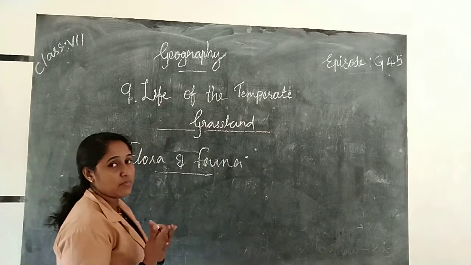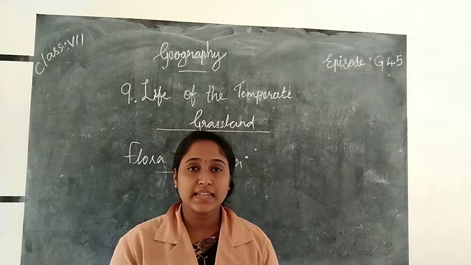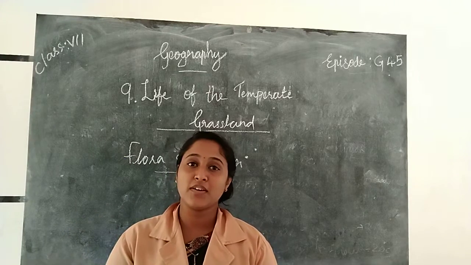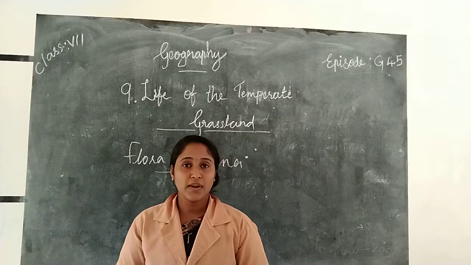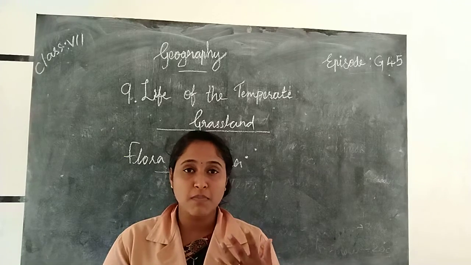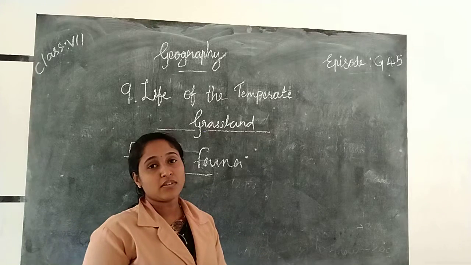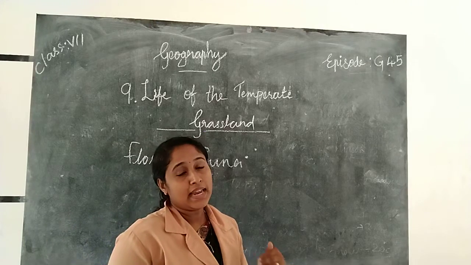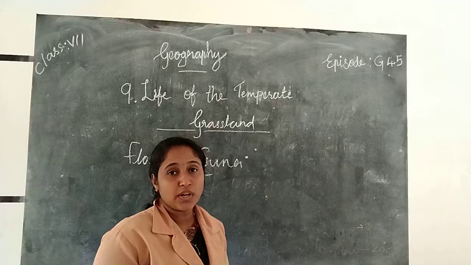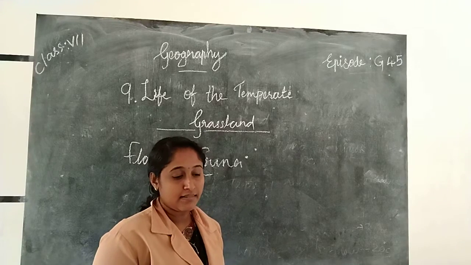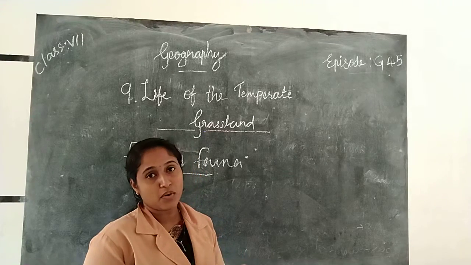We know what we mean by prairies land. The grasslands of North America are known as prairies. The prairies are bounded by the Rocky Mountains on the west side of North America, and in the east they are bounded by the Great Lakes.